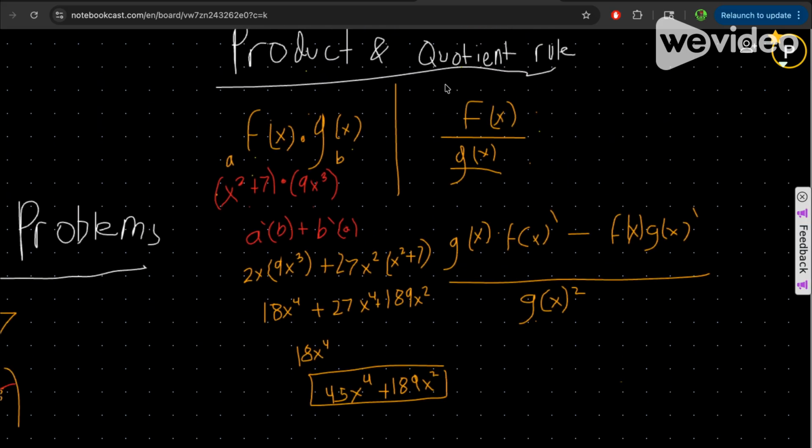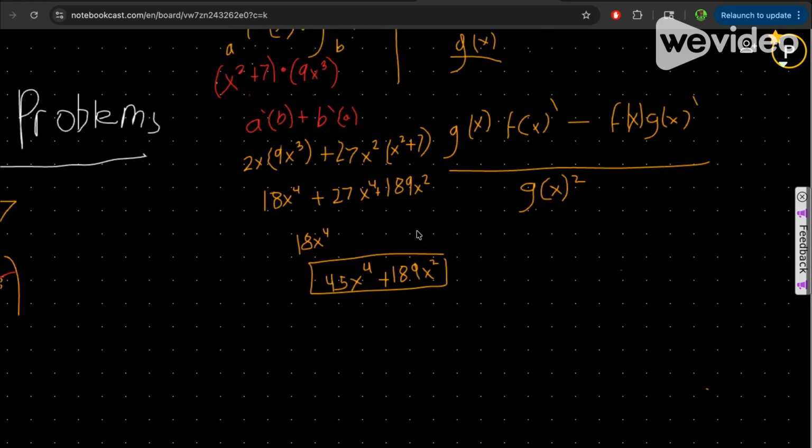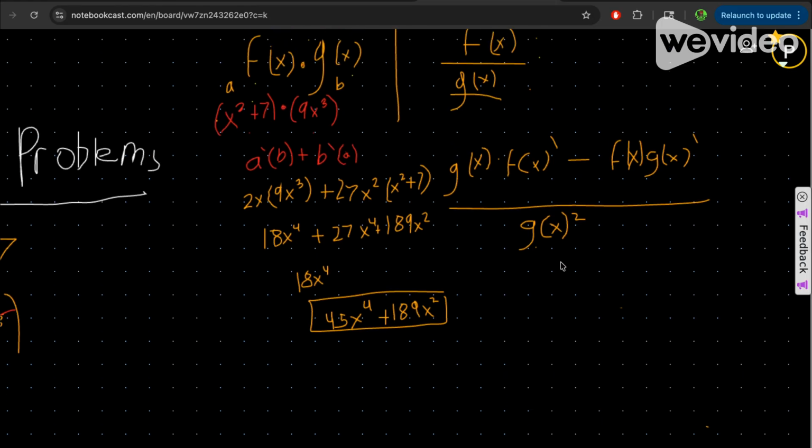Okay, so the second rule in this pair is the quotient rule, which is the use case of a certain function. Again, it doesn't have to be a function. It means these sort of things divided by one another. And I'll use the same set of numbers just to make things a lot easier. Let's make it x squared plus 7 over 9x cubed, and you find the derivative of that.